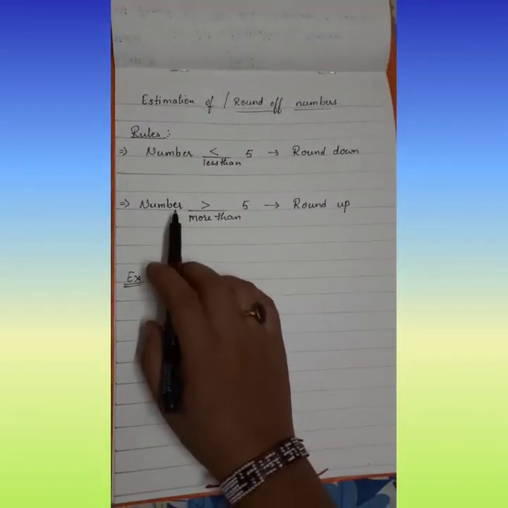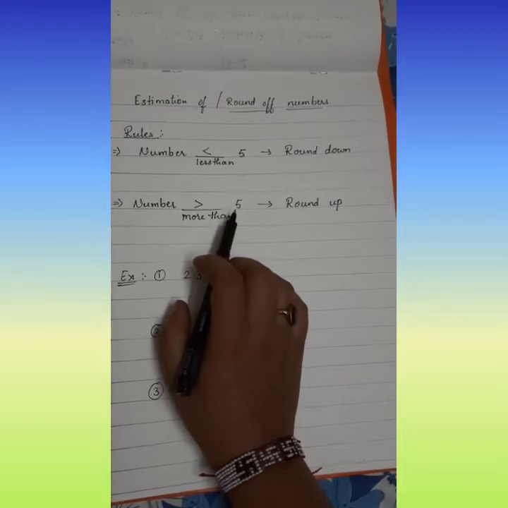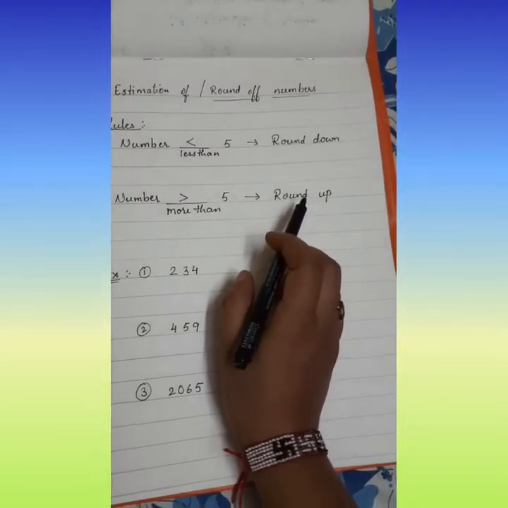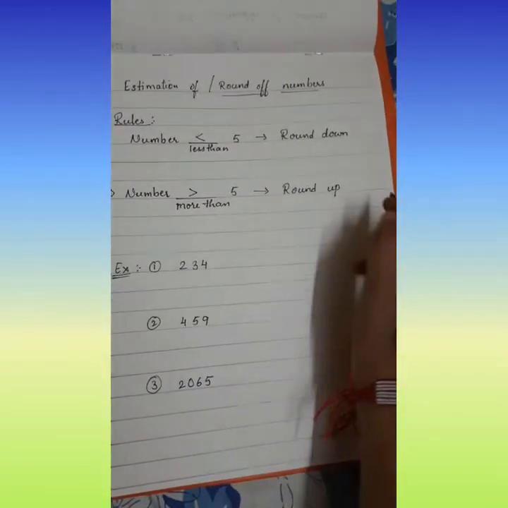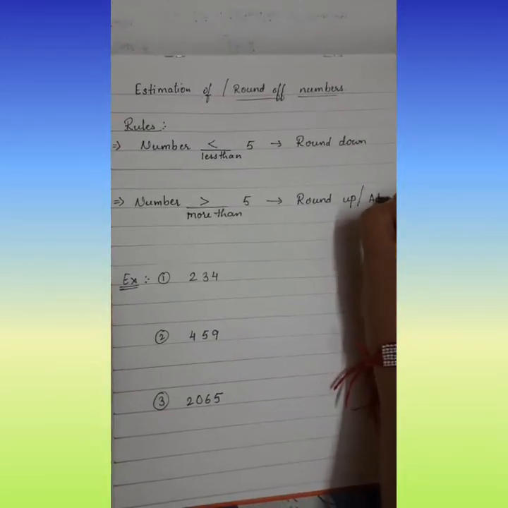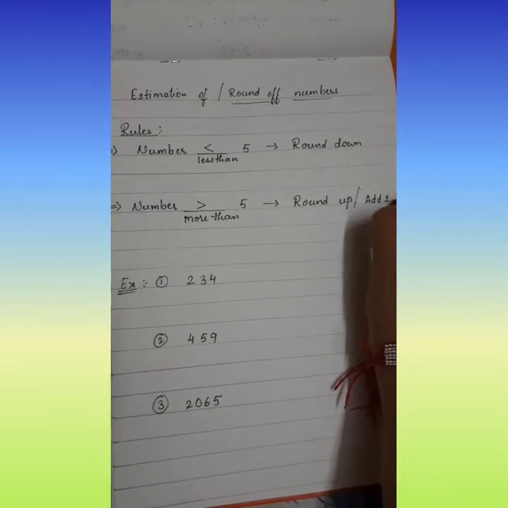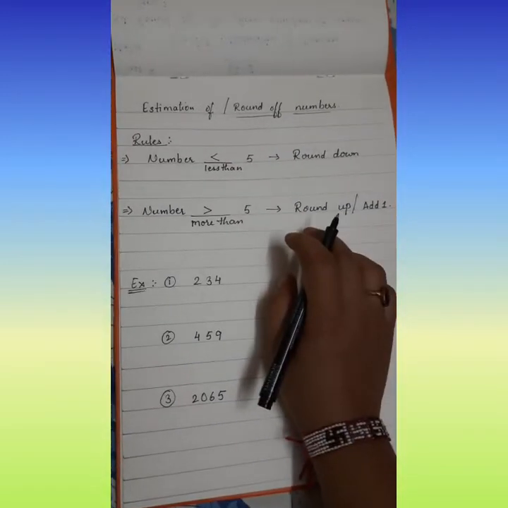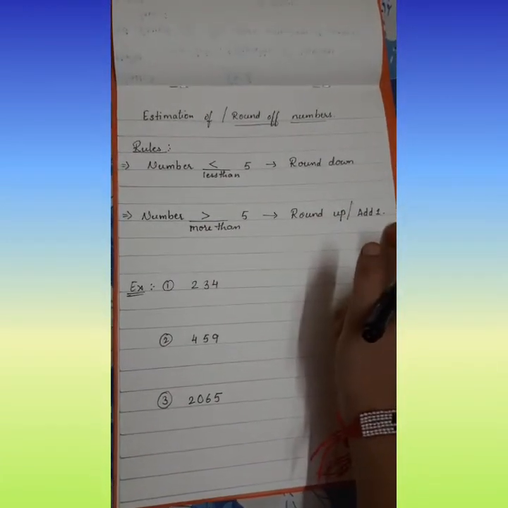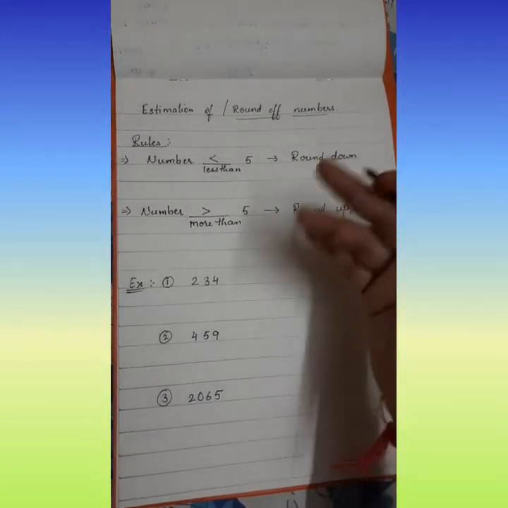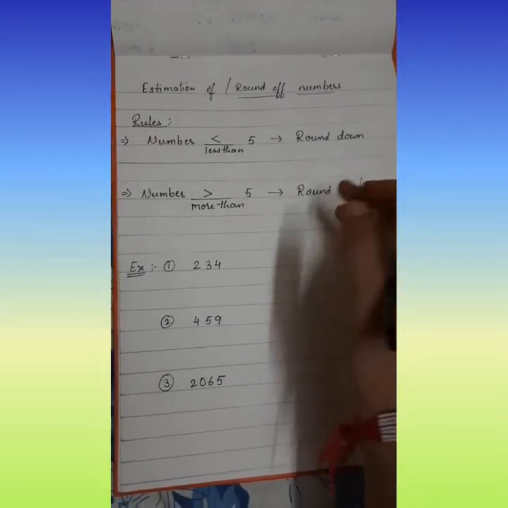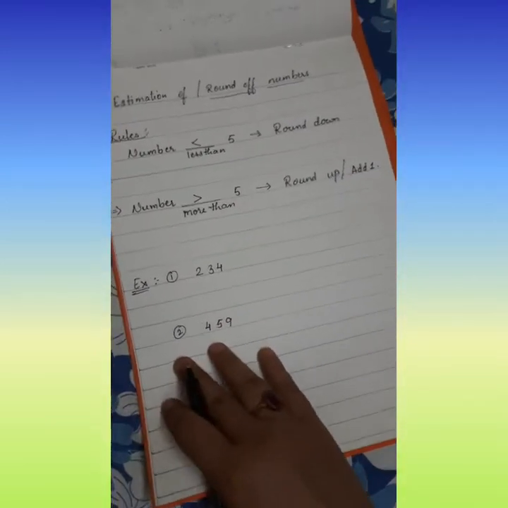Now the second rule is, if the number is more than 5, we have to round up. This is the more important case. We have to round up, or we can say add 1. Whatever the number is, if it is more than 5, we have to add 1 to the given digit, and the number will go up, meaning it will become greater. Now let's see the example. This will make you more clear.